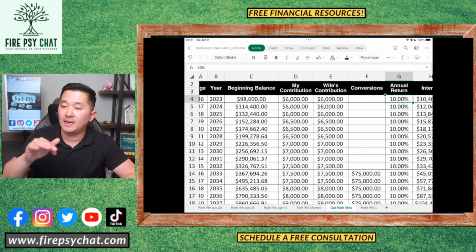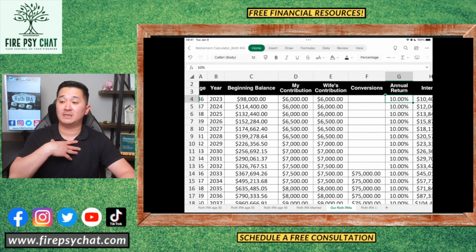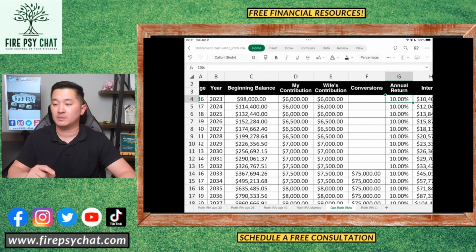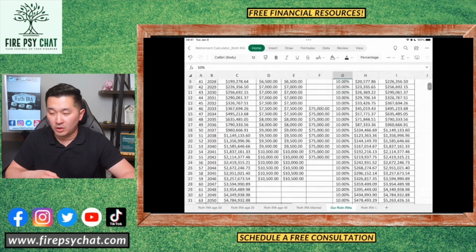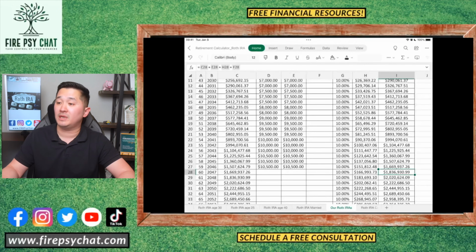So we're going to make at least a 10% annualized return because we don't just invest in index funds, but we also have some individual stocks that have been performing really well over the years. So by the time we're 60 years old, we're going to have $1.8 million combined in our Roth IRAs. And that's about $72,000 a year in tax-free income. How awesome is that, right?